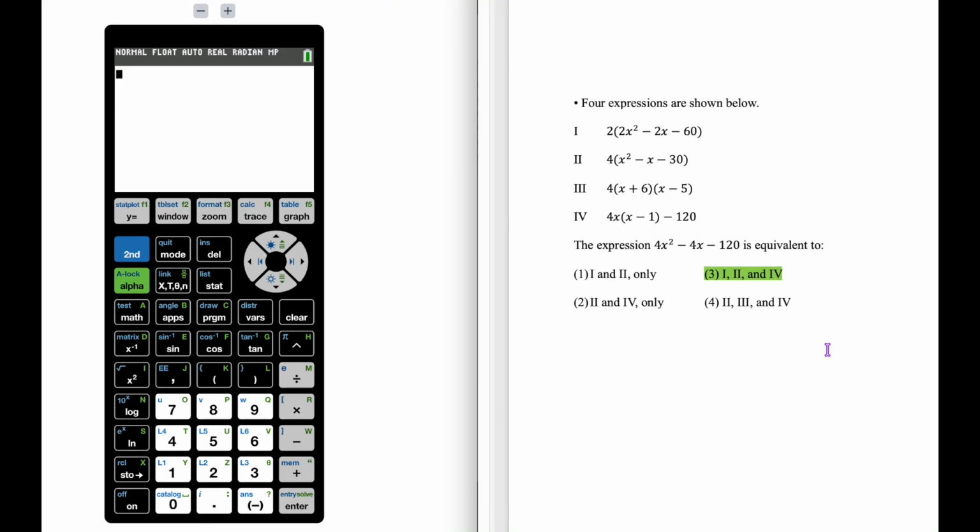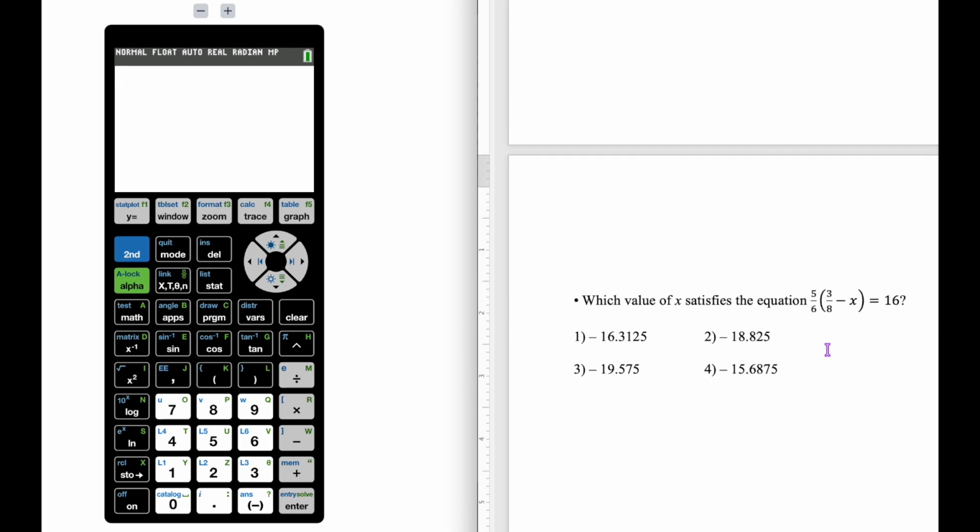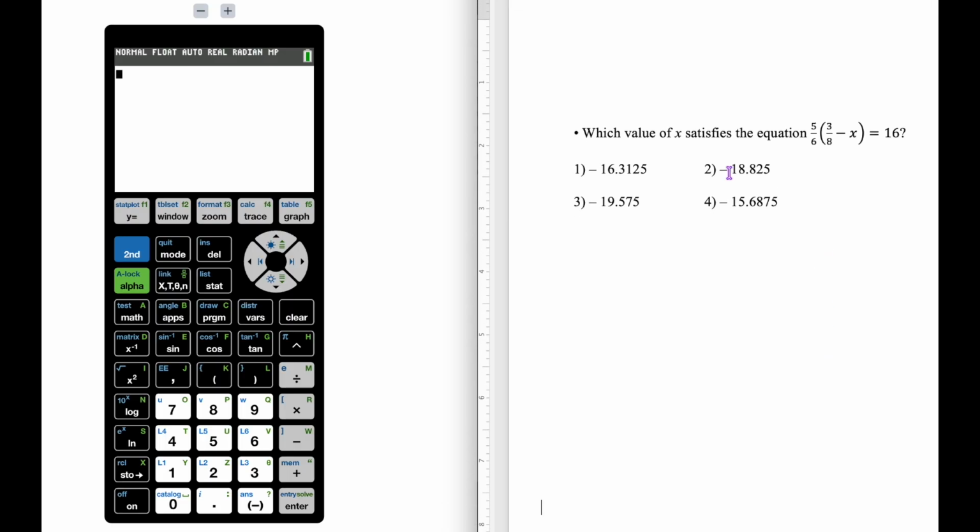Okay, let's move on. We're still using store, but now instead of looking for equivalent expressions, we're going to solve some equations. So here you go. Which value of x satisfies the equation 5/6 times (3/8 minus x) equals 16? Now, we're still going to use store, but rather than setting a target number, we have our target number. Our target number is 16. We want to find out what value of x makes the answer on your calculator come out to be 16. And rather than picking your own number to store, you're going to use the numbers that are already there. Plug these in, the one that gives you 16 back.